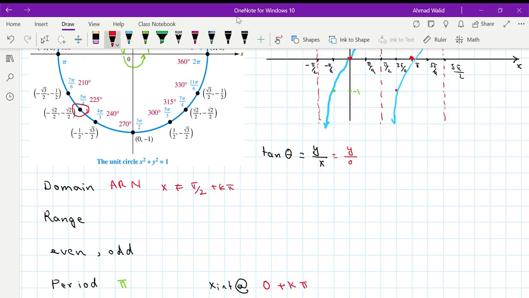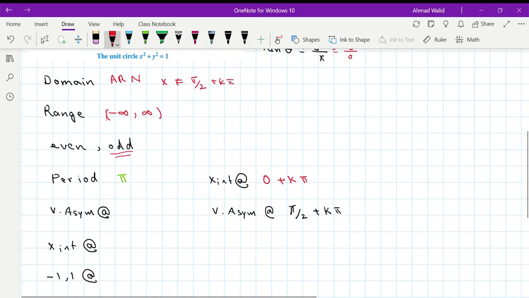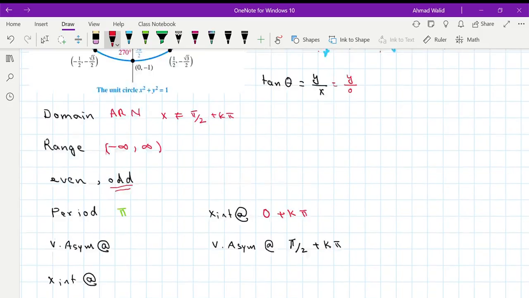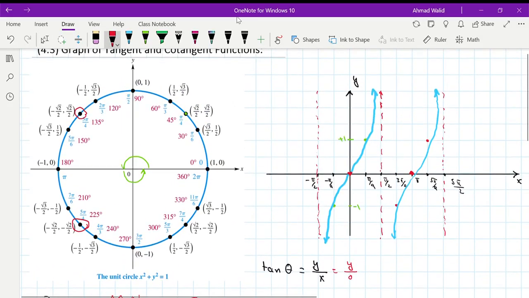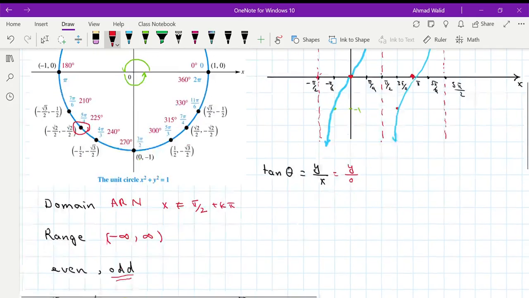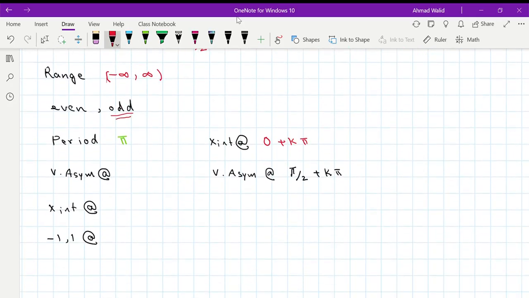Range, of course, you see from negative infinity to where? To positive infinity. Your function is odd because opposite inputs give you opposite outputs. That's why your function is odd. What else to answer? Vertical asymptote. You see, when you graph only one tangent or one period, your vertical asymptotes are happening at the end of the period. Correct? Make this note, it's really important.